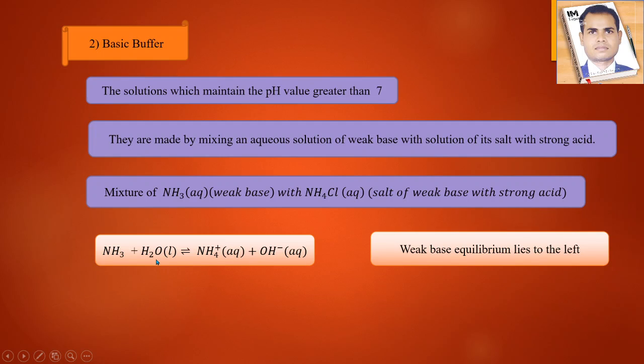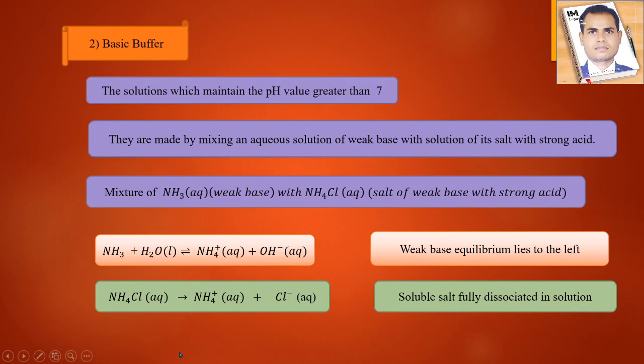One hydrogen is lost from water, so only OH minus remains. So water acts as an acid and gives H plus ions to NH3. The reaction will be like this. The weak base equilibrium lies to the left. After the formation of the salt, NH4Cl in aqueous form dissociates completely into NH4 plus and Cl minus. It is a soluble salt, fully dissociated in the solution.